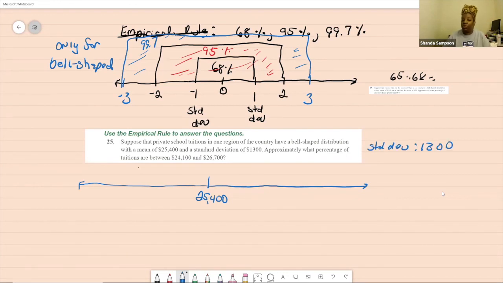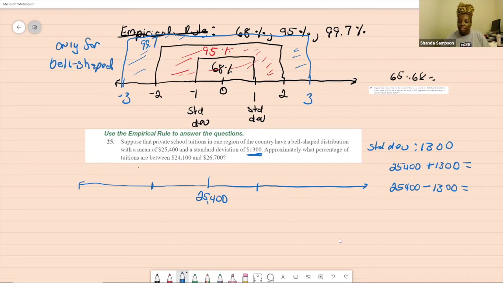Approximately what percentage of tuition is between 24,100 and 26,700? So you've got 25,400 and your standard deviation is 1,300. Let's do our little hump here to give us 1 standard deviation above and 1 standard deviation below. So if we take that 25,400 and we add 1,300, what's that equal to? Then we take our 25,400 and subtract 1,300, what's that equal to? For your answers, you may have to do it once if it's 68%. You may have to do it twice, which gives you 95%. You just have to go with the data.